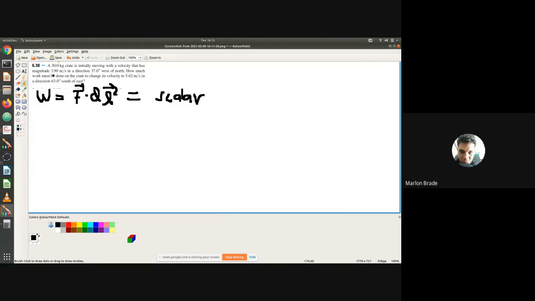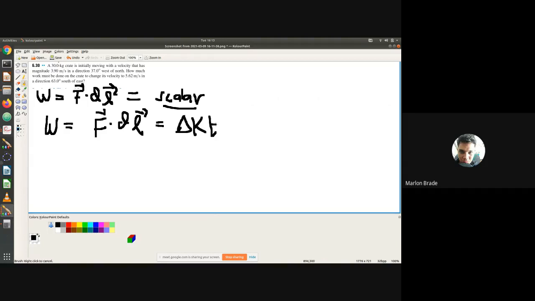The magnitude of 3.9 meter per second in the direction 37 degrees west of north. How much work must be done on the crate to change its velocity to 5.62 in a direction 63.0 south of west? So, unsa mo ang pag-solve ninyo? Work is a scalar quantity. This is equal to the F.dl, which is also equal to the change in kinetic energy.